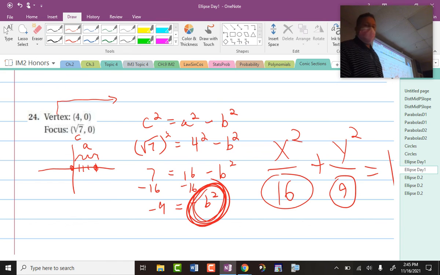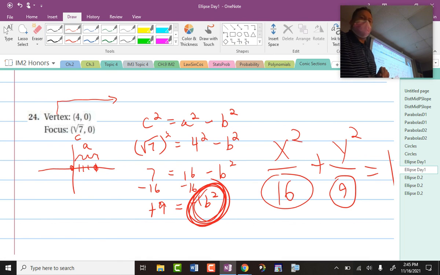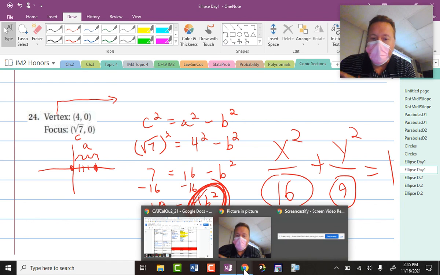Okay, so I know it said B squared, negative B squared equals -9, but these both equal positives. All right? So with given information, we should be able to find equations from that. All right, so I threw in that 81 as a trick.